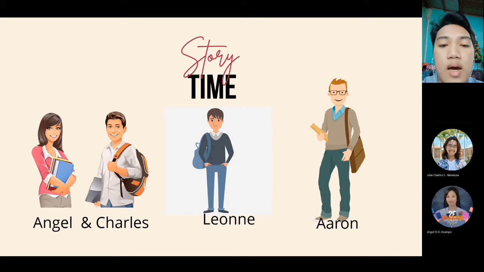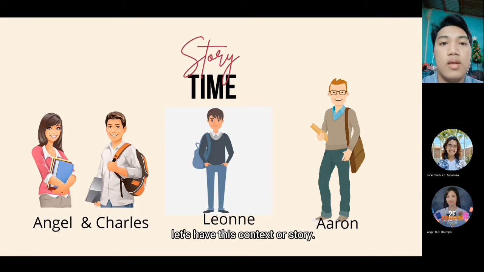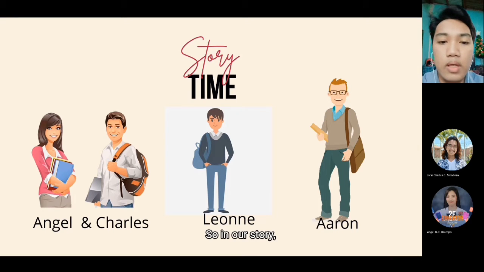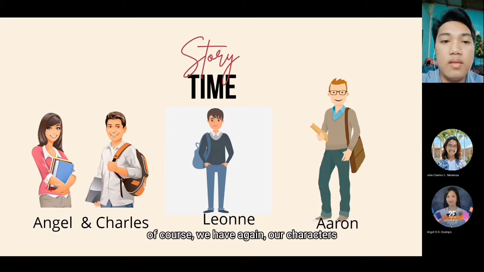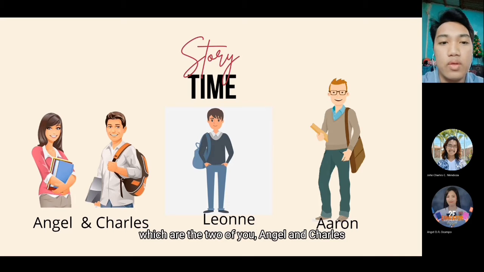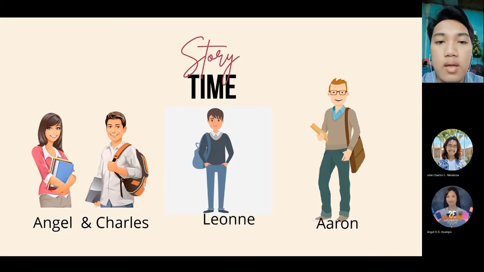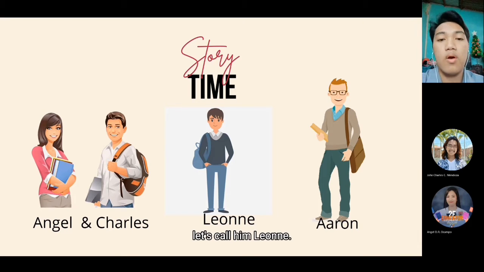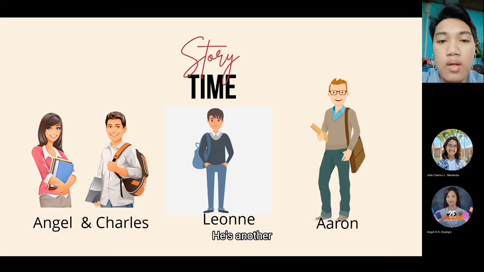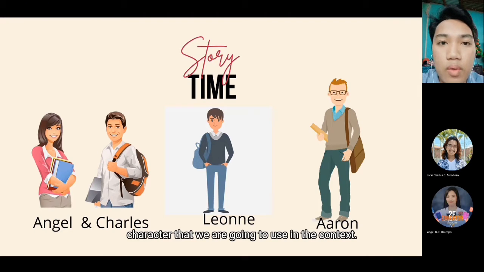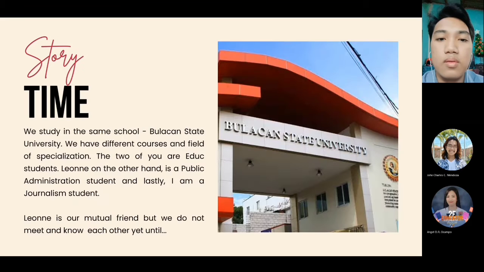By doing that, let's have a context or a story. So in our story, of course, we have again our characters, which is the two of you, Angel and Charles. But this time, I am now included. And so that is me, Aaron. And another character, let's call him Leon. He is another character that we are going to use in the context.